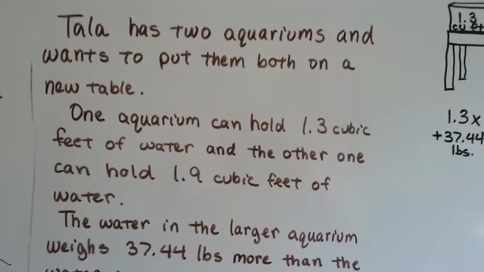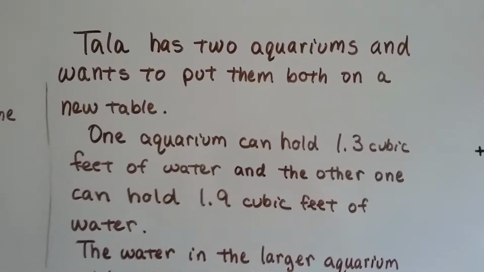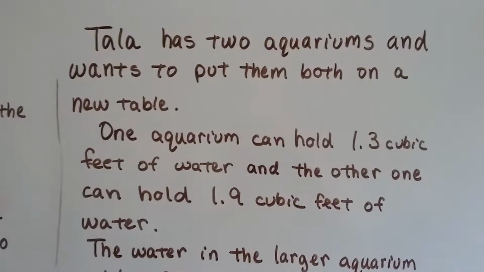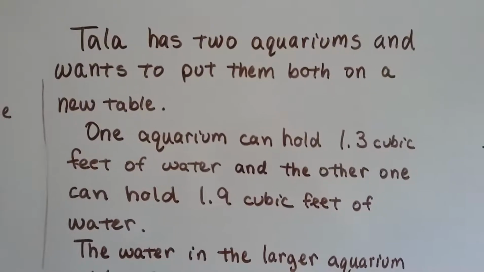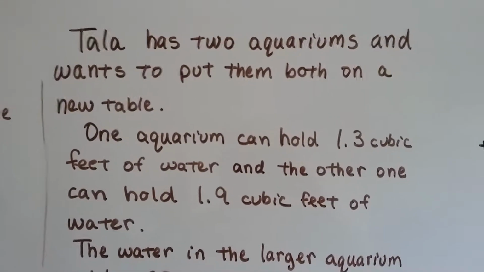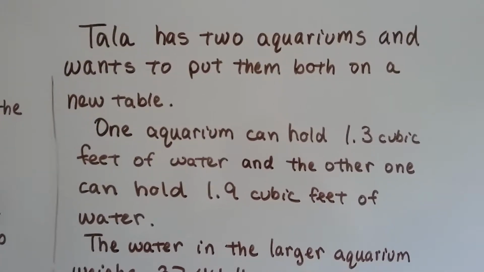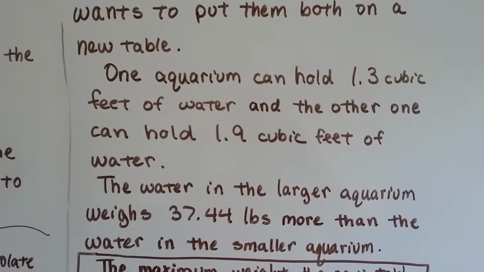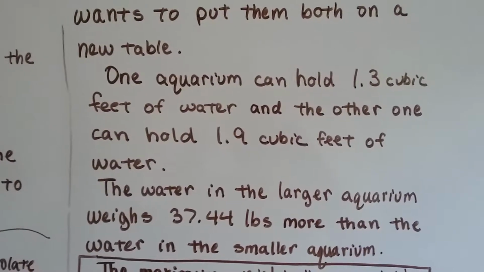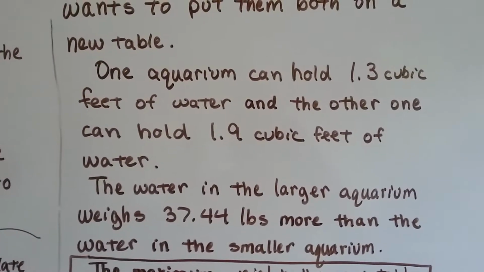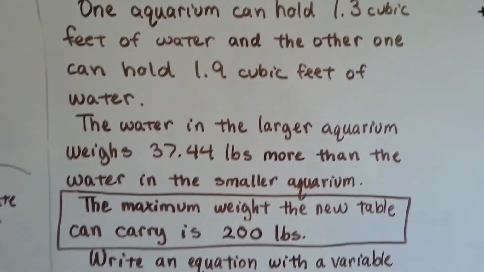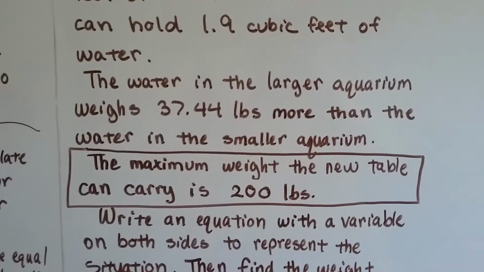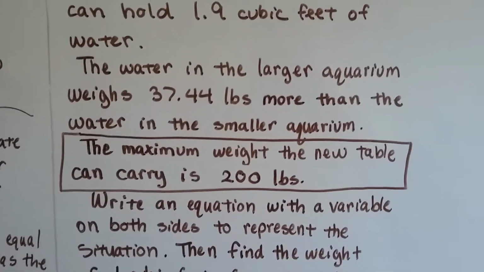Tala has 2 aquariums and wants to put them both on a new table. One aquarium can hold 1.3 cubic feet of water, and the other one can hold 1.9 cubic feet of water. The water in the larger aquarium weighs 37.44 pounds more than the water in the smaller aquarium. The maximum weight her new table can carry is 200 pounds.